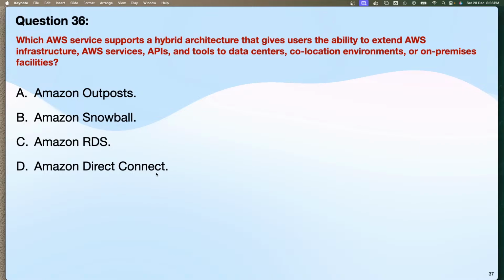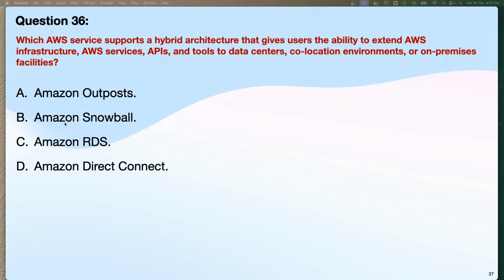So 36. Which AWS service supports a hybrid architecture that gives users the ability to extend AWS infrastructure, AWS services, APIs and tools to data centers, co-location environments or on-premise facilities? Basically, they are looking for you to identify a service AWS has where you can have hybrid architecture. Some of the AWS services can even be run on-prem. I was talking about the service in the previous questions. If you remember, the answer is AWS Outposts, okay.